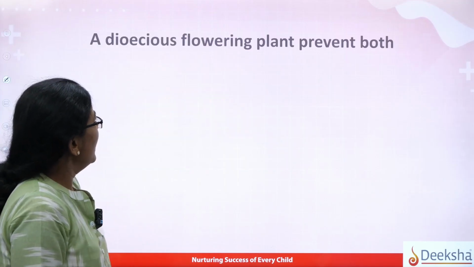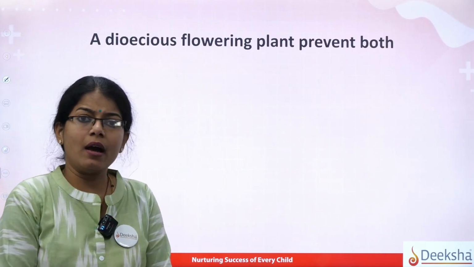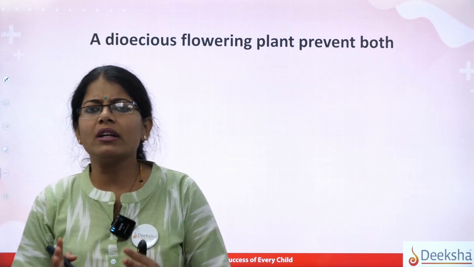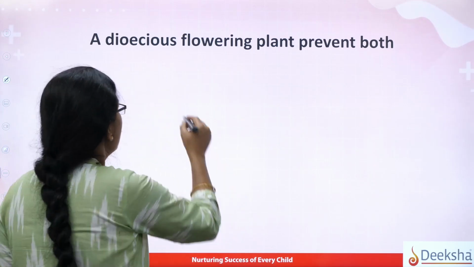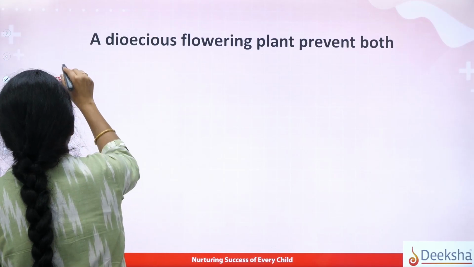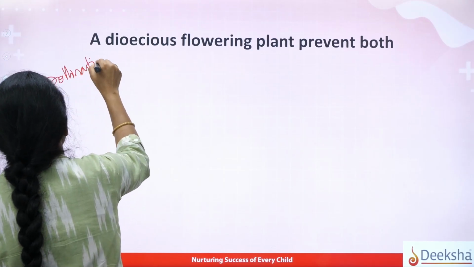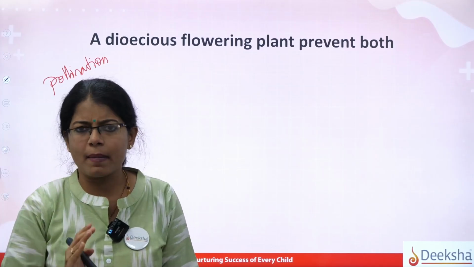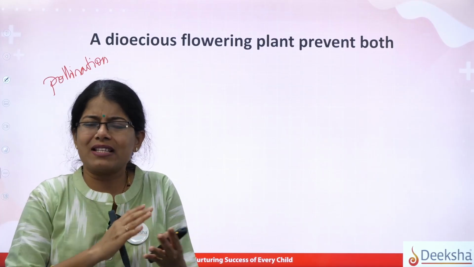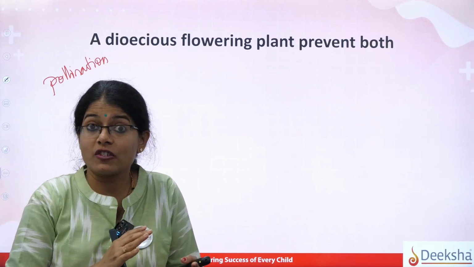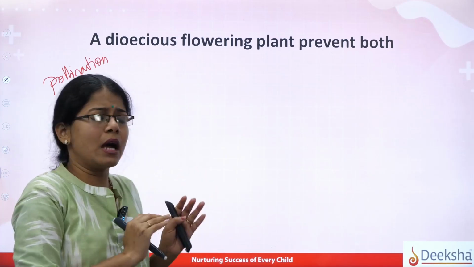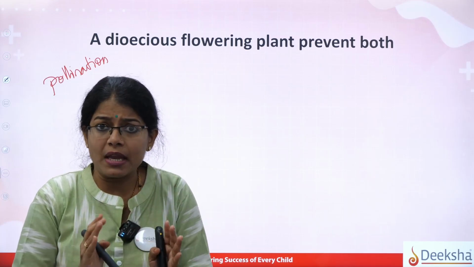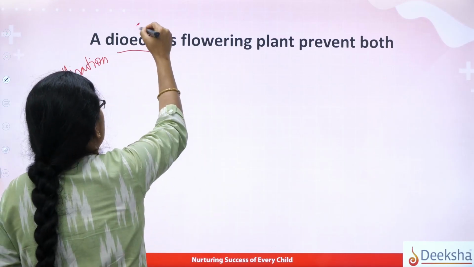Okay, let us move on to the next concept, a concept based on pollination. Yes students, can you tell me what is pollination? Pollination is a very well-known concept to you. It is the transfer of pollen grain from anther to stigma. There are various agents involved, which we'll be studying in the regular sessions or the crash courses. But let us now try to understand what a dioecious flower is. Dioecious means the sexes are separate.